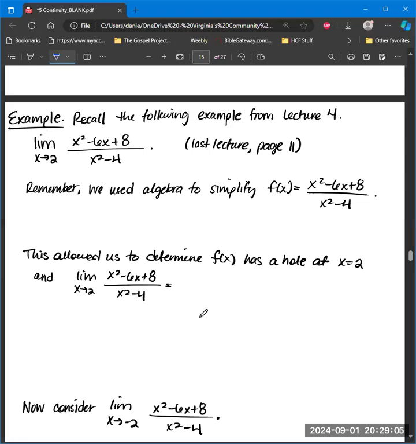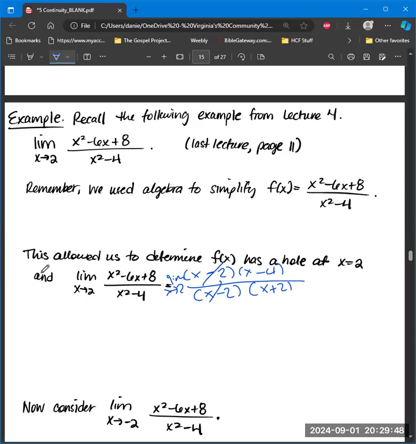We had this earlier example here from lecture 4. Limit as x approaches 2 of x squared minus 6x plus 8 over x squared minus 4. This was the last page of what we did. Remember, we simplified with algebra, and the limit was x minus 2 times x minus 4 over x minus 2, x plus 2. I forgot to write my limit symbol out front of here. And since I can remove that discontinuity, that was a removable discontinuity or point discontinuity.